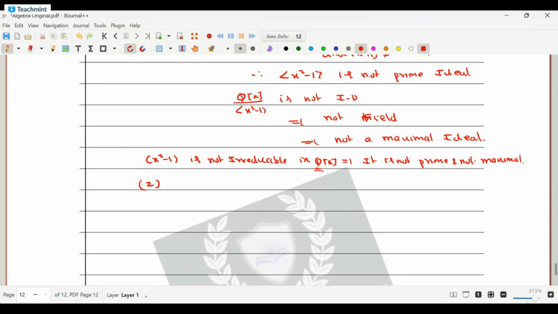Next one, what about second? I is equal to generated of x square minus 2. Generated of x square minus 2 is a maximal ideal of Z over x, is the statement. So does it become a maximal ideal? This is irreducible, but the ring given is Z over x. Z is not a field, so we cannot apply this theorem.